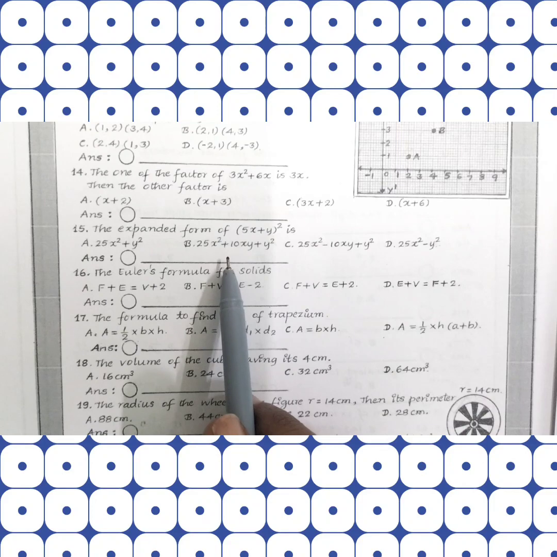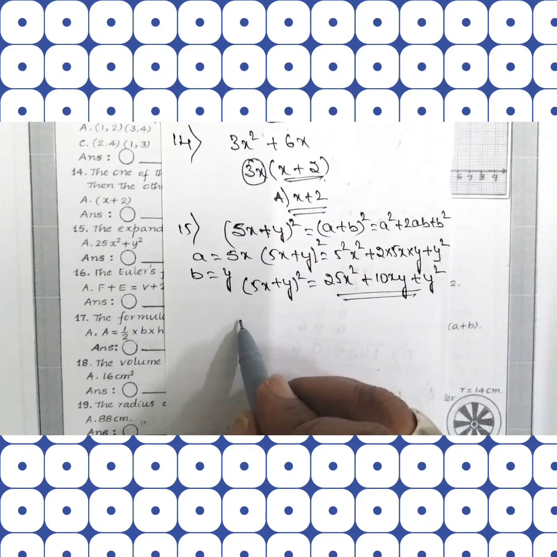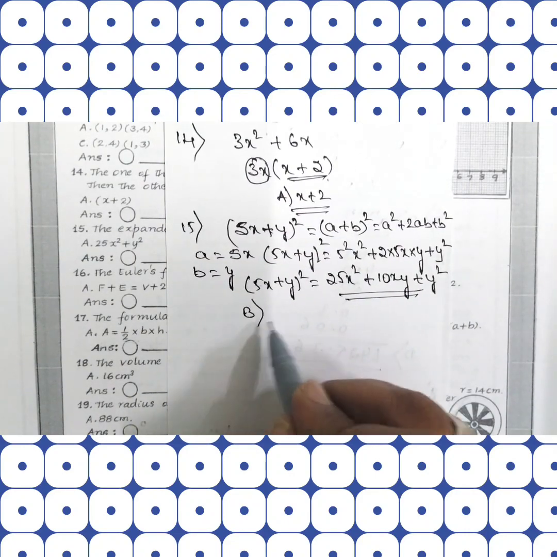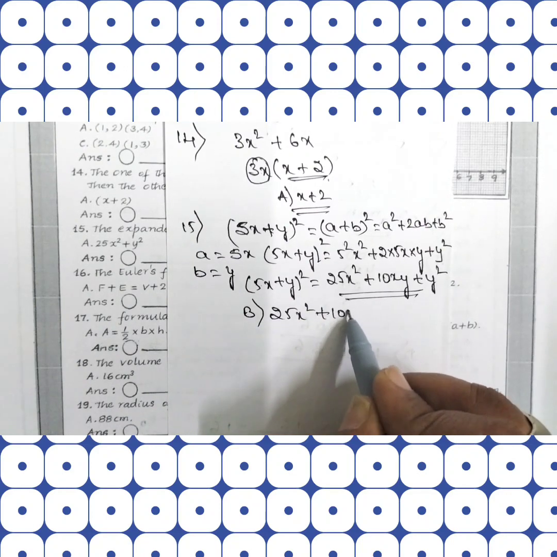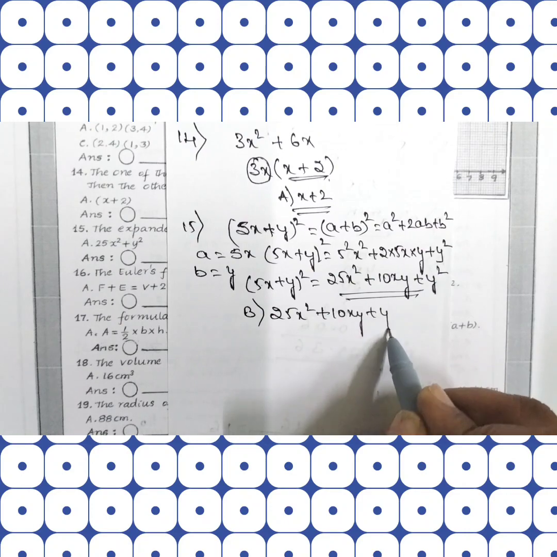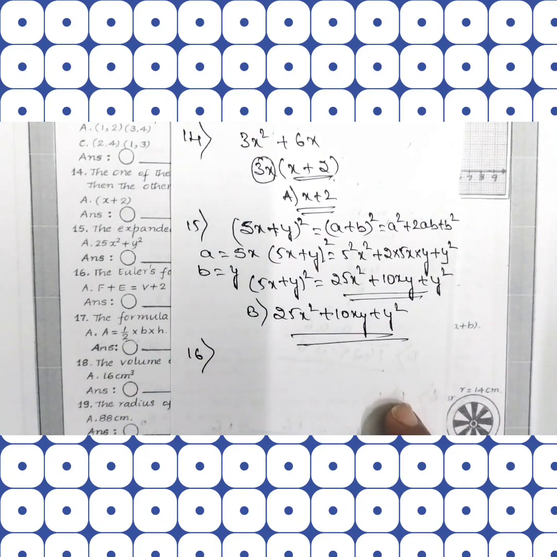So let us look for which could be the answer. See, option B: 25x square plus 10xy plus y square. So option B is the right answer. So for the 15th question, option B, 25x square plus 10xy plus y square. Now let us move to the 16th question.